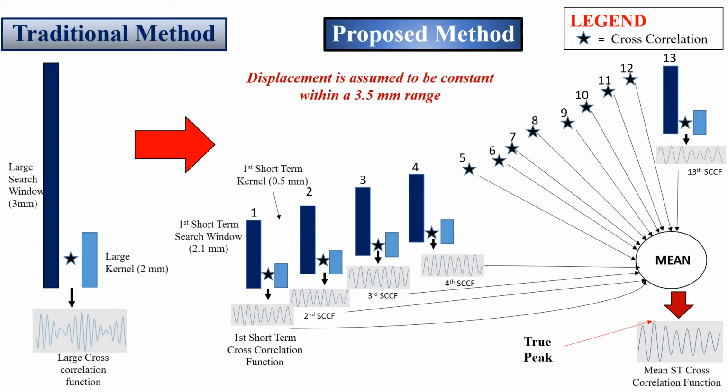In the short-term cross-correlation functions, several false peaks along with the true peak can be present at different locations, but the true peak will always be in the same location. Hence, taking the mean would lead to the true peak rising above all the false peaks in the mean short-term cross-correlation function. From this mean short-term cross-correlation function, we can find the location of the true peak.